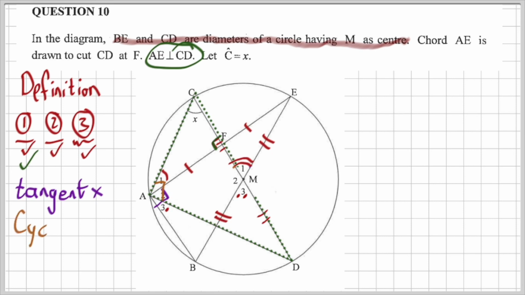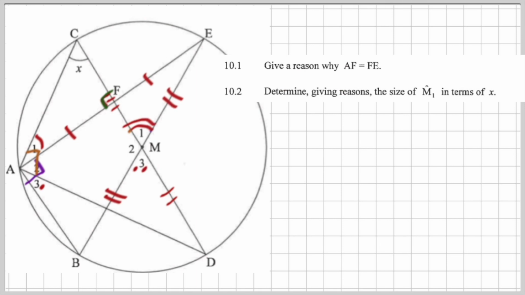Then, cyclic quads, don't forget to look for them. There are cyclic quads, but none of the theorems 4, 5, or 6 are applicable, so I'm not going to use it. Again, ladies and gents, don't just run into your questions. Look actively for tangents. Look actively for cyclic quads. Now let's look at the actual questions.